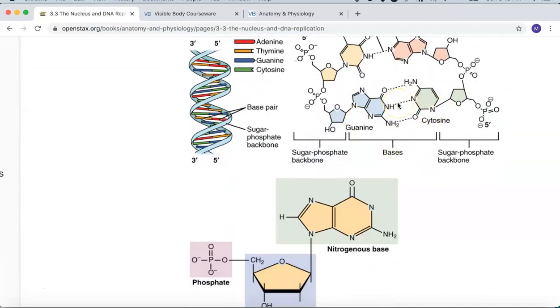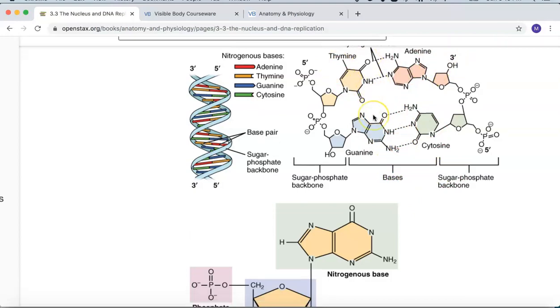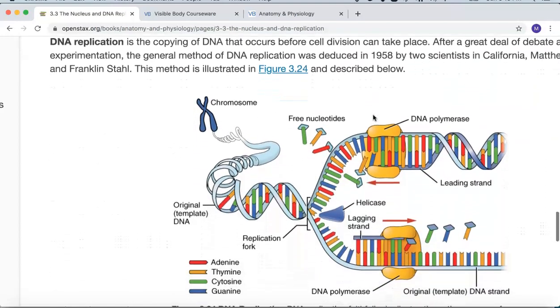Not a big deal, but those are very easy bonds to break. And because of that, you can easily separate the two sides of the molecule apart from one another. There's one strand, there's the other strand. You can easily break those bonds and separate the two sides. And that's what's shown here.